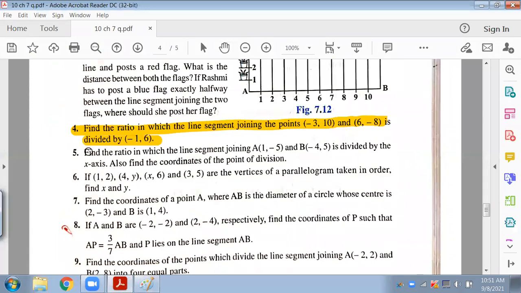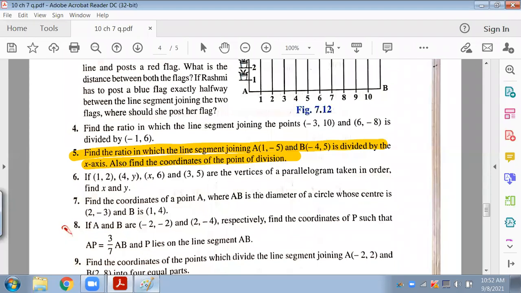Okay, now question number 5. Find the ratio in which the line segment joining these 2 points is divided by the x-axis. Find also the coordinate of the point of division. You have to find the ratio in which the line segment joining these 2 points is divided by the x-axis, and you have to find the coordinate of the point of division.